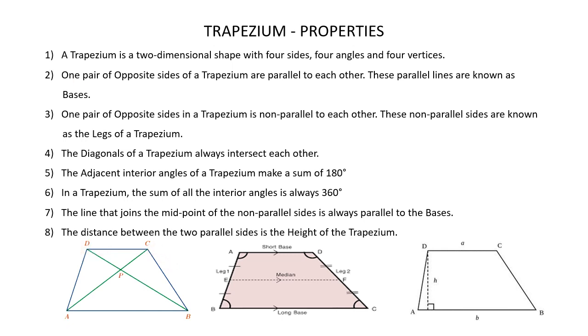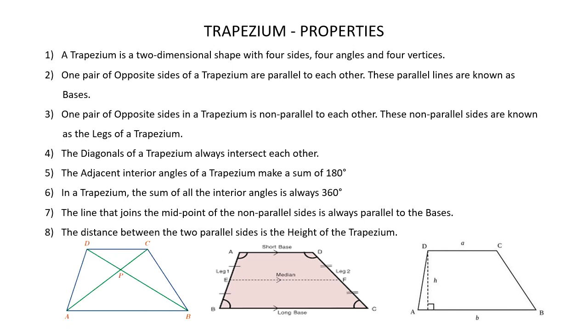One pair of opposite sides of a trapezium are parallel to each other. These parallel lines are known as bases. One pair of opposite sides in a trapezium is non-parallel to each other. These non-parallel sides are known as the legs of a trapezium.